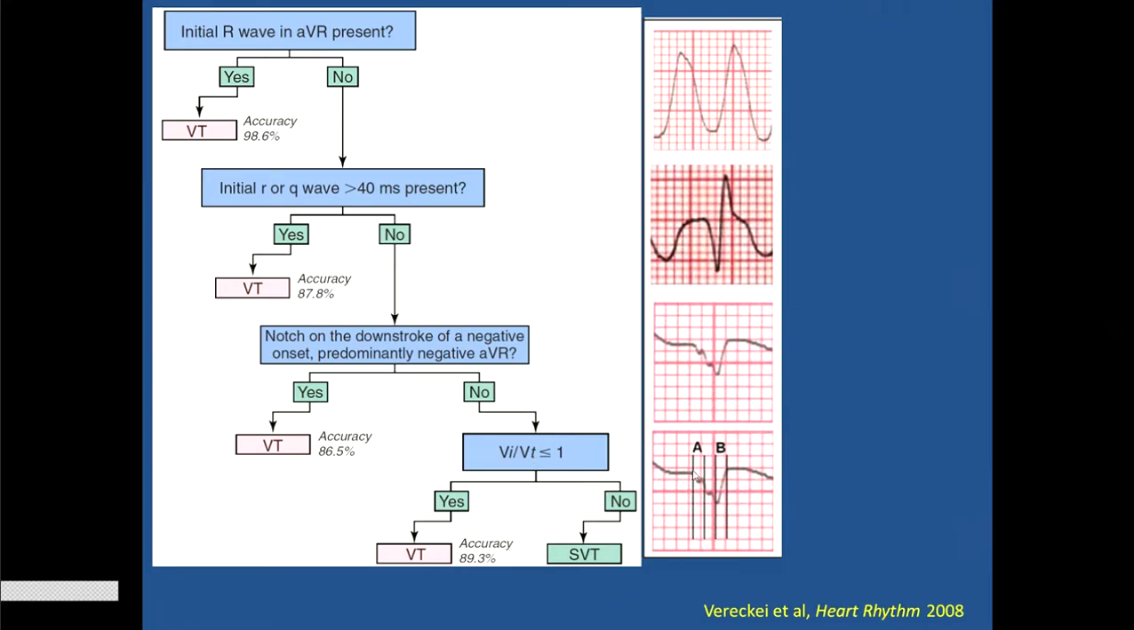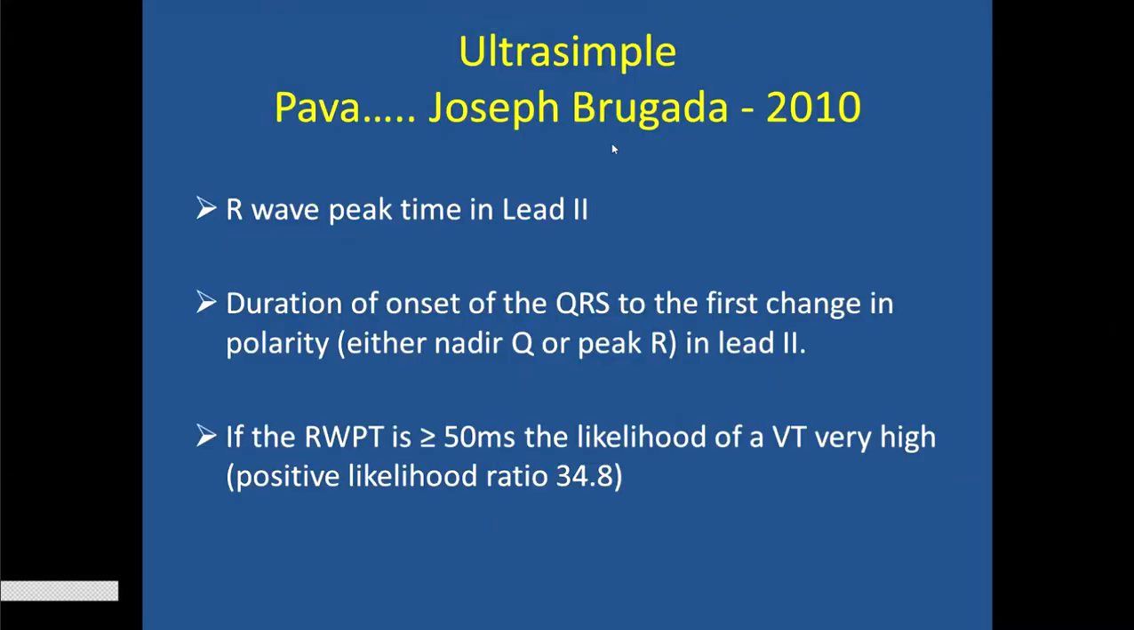If it is not discernible, then you look at the height in the first 40 milliseconds and the height of the last 40 milliseconds. If the ratio is less than 1, again it is highly suggestive of a VT. But the specificity is not very high, but reasonable.